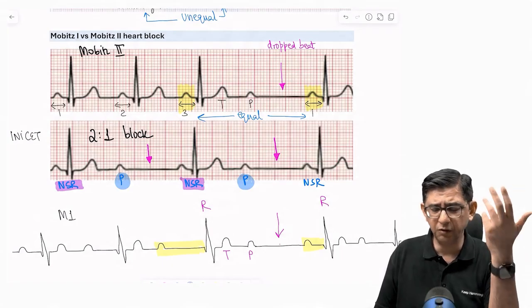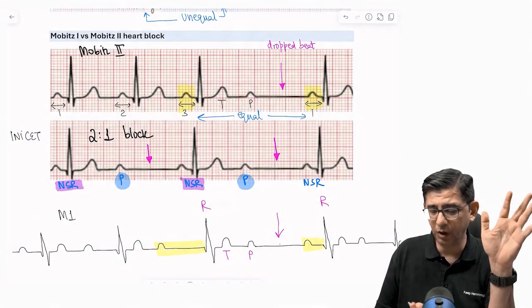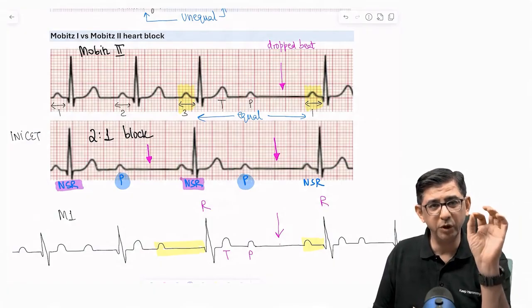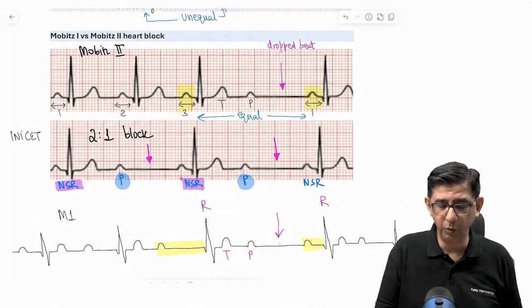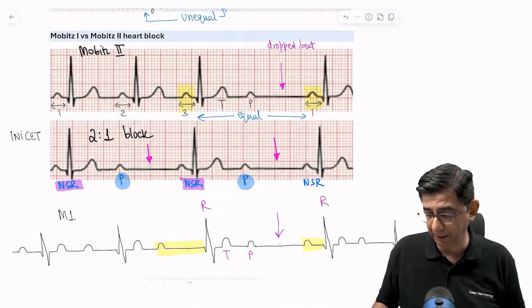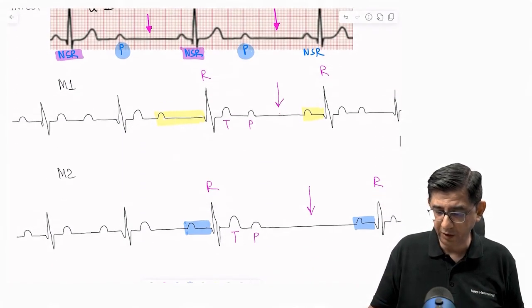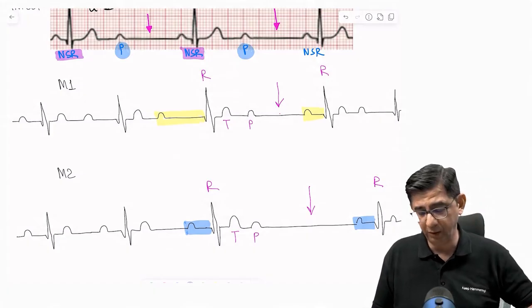In contrast, if you're an FMGE aspirant, then Mobitz 1 and Mobitz 2 is enough. And in Mobitz 1 and Mobitz 2, what you have to see is only this: in Mobitz 1 there is serial prolongation, in Mobitz 2 serial prolongation is not happening. The hand-drawn sketches highlight the same thing, M1 and M2, that have been explained.